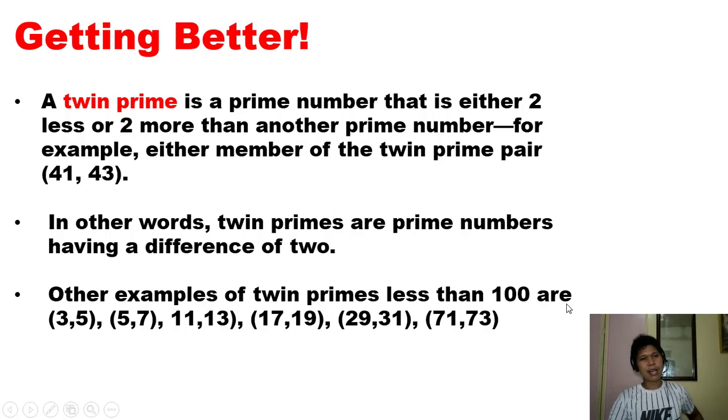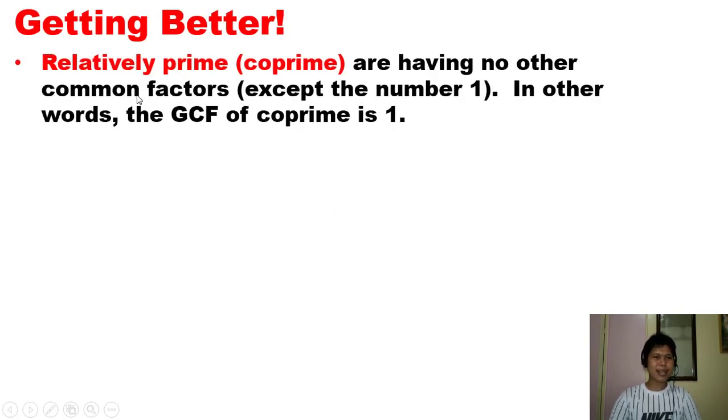Sila yung mga tinatawag nating twin primes. Twin prime pair. Another concept na at least alam na rin natin is ang relatively prime or tinatawag rin silang co-prime. Okay, so ang co-prime or relatively prime numbers are having no other common factors except the number 1. In other words, the GCF of co-prime is 1.